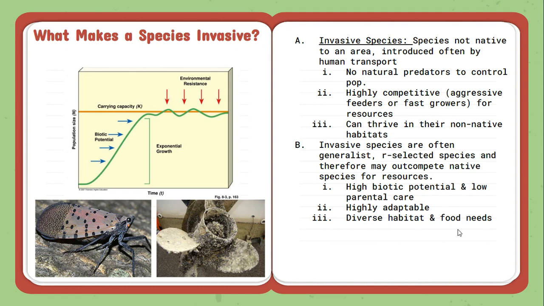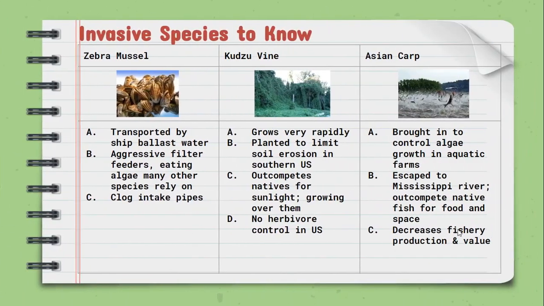These types of characteristics are what give invasive species the key to coming into an environment that they may not know and taking over.